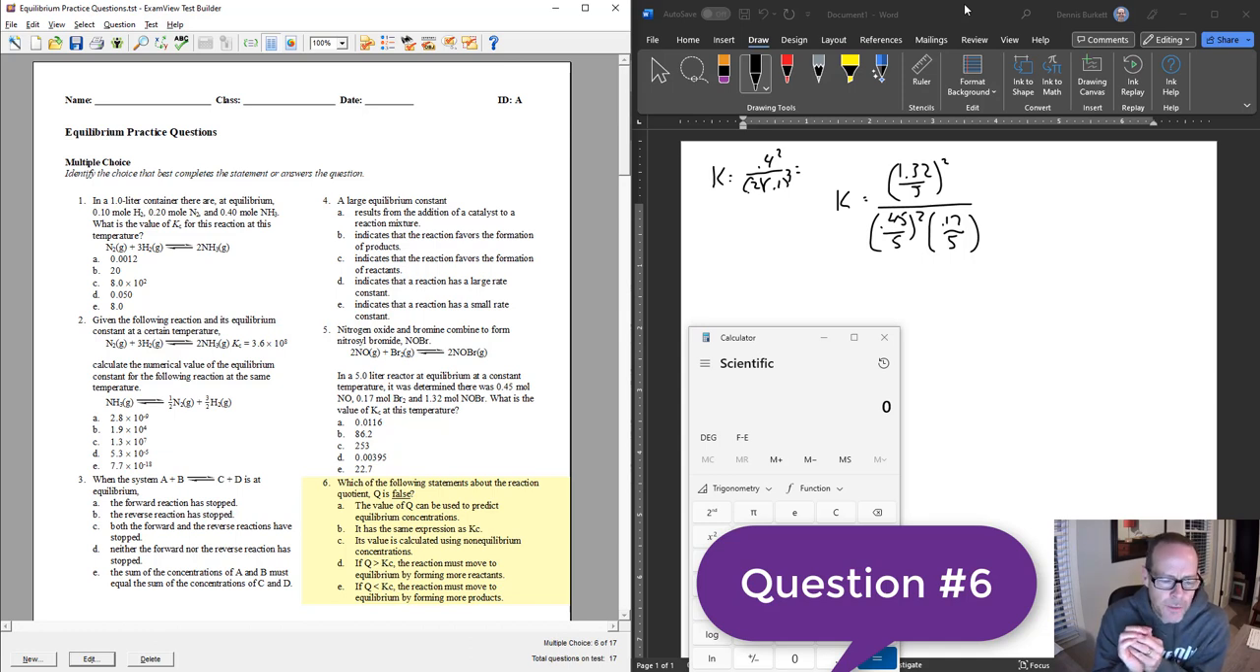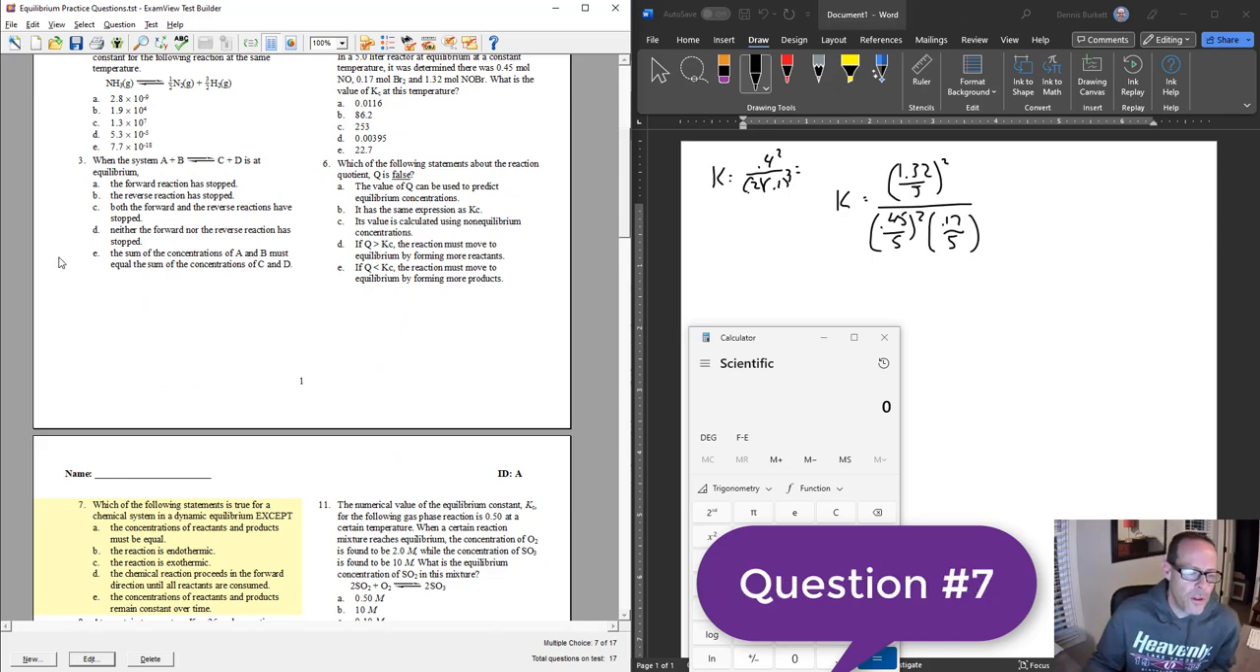That's true. If Q is bigger than K, the reaction must move to make more reactants. That's true because Q is bigger than it should be, so we want to make it smaller. That means our denominator needs to get larger, or our numerator needs to get smaller. And then the opposite also has to be true. So if D is true, E has to also be true. So if we go back to A, Q doesn't help us to predict what K values are. K tells us what K values are. All right.